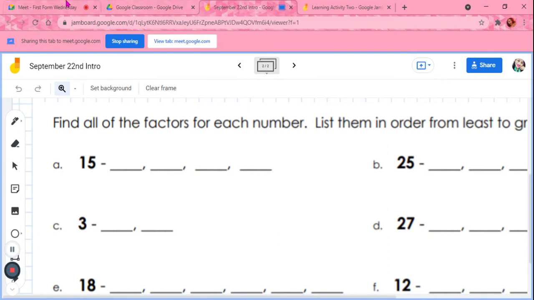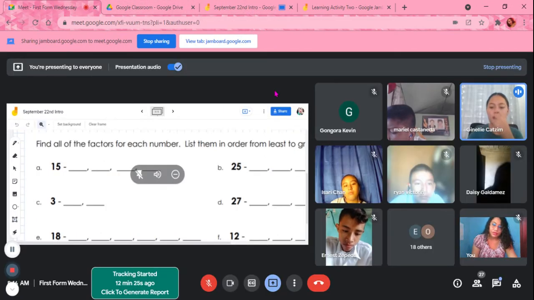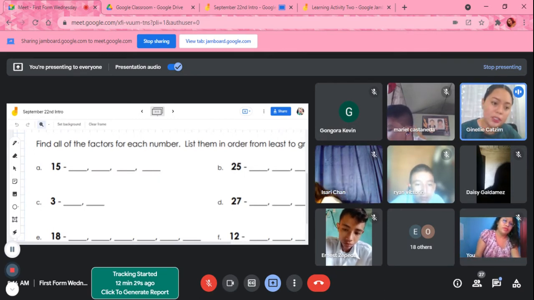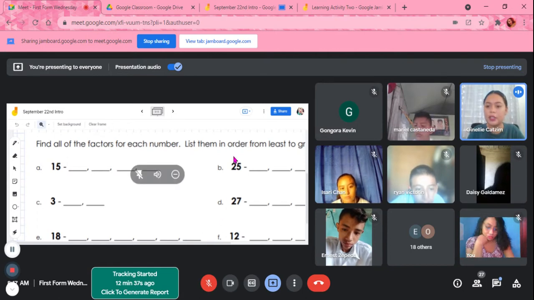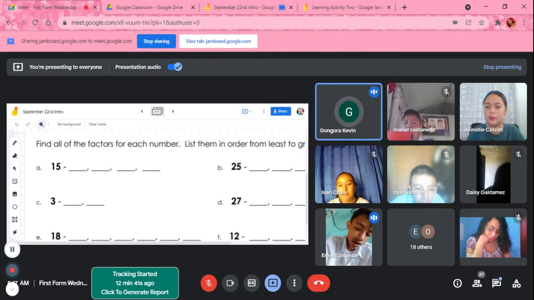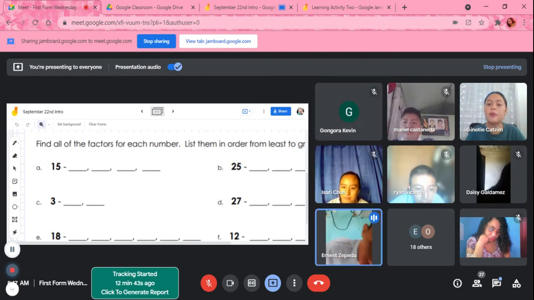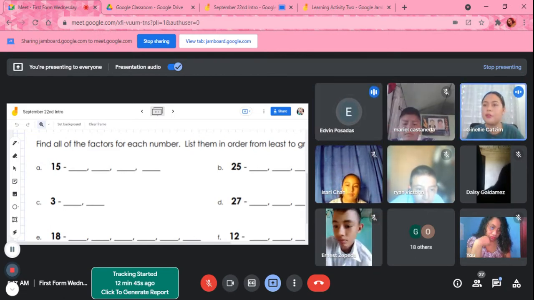So for factors, we divide, right? We divide a number by the next number, and if it has no remainder, it is said to be a factor of the number. So we could divide 15 by which numbers to get no remainders? By 1, by 3, by 5, by 15. Correct?